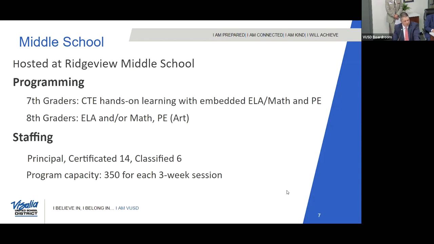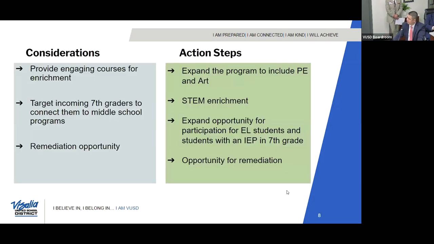But I will tell you, it will be learning, but it'll also have some fun and engagement as well, as that's the best learning, when you're having some fun while you're doing it. Finally, staff there: we have a principal, certificated is 14 staff members, classified six. Our capacity here is 350 for each 3-week session. So students would just go to one session, not both. Also in middle school, we will have the Pro Youth afterwards, and lunch is provided, breakfast is provided, and transportation is provided as well.